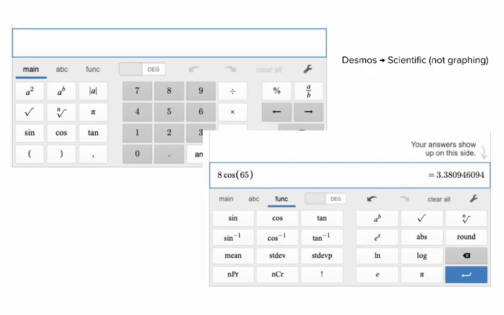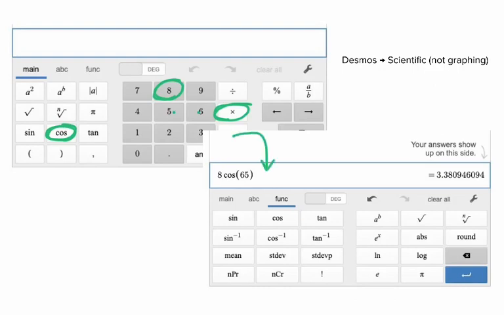Okay. If you do it on Desmos, you can do the same exact thing here. We would do 8 and then times the cosine, and then you would type in 65 because that was our angle that we had. And you can see that down here.